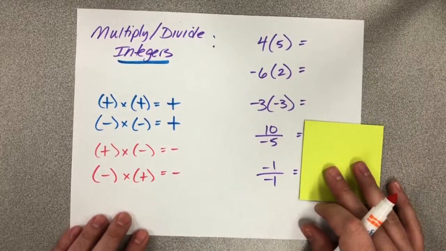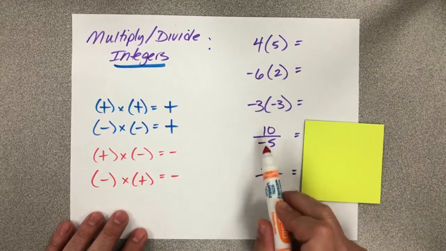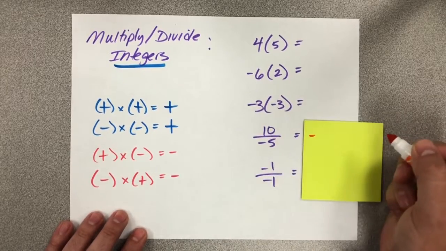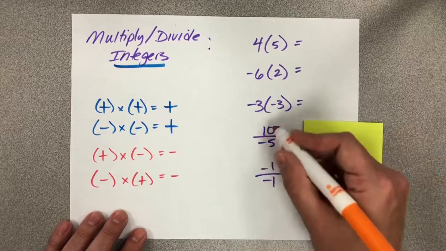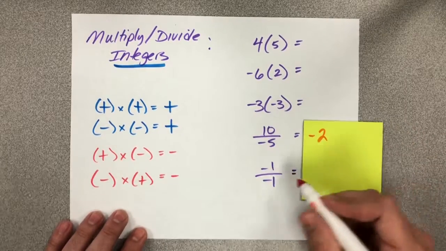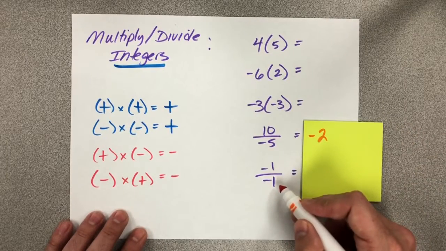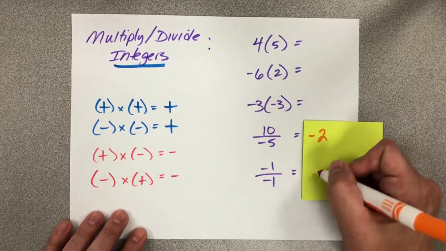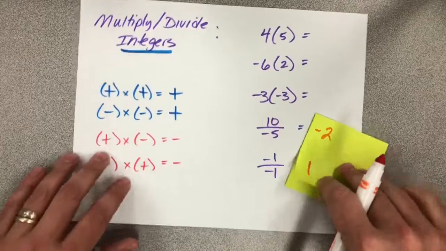Continuing on, positive 10 divided by negative 5. Since only one of the two is negative, you know your answer is going to be negative, and 5 goes into 10 twice. And negative 1 divided by negative 1, this is one of those cases where they're both negative. Your resulting answer will be positive.